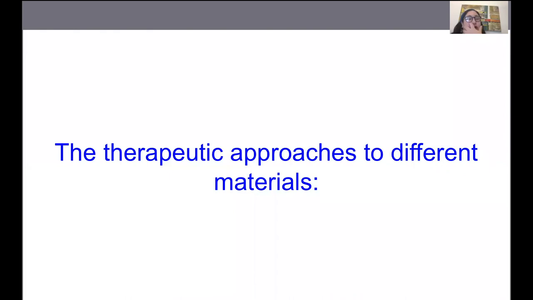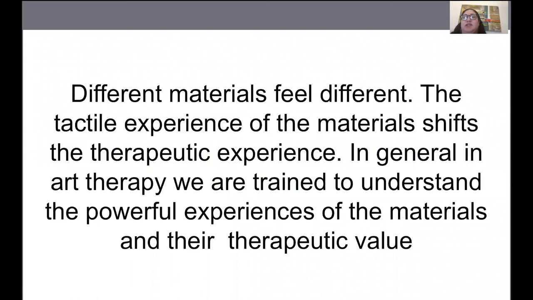So when it comes down to it, you look at it very simply, different materials feel different, right? If you think of it this way, I'm sure most of you have touched Play-Doh in your life that feels mushy and squishy. And I'm sure most of you have touched paint in your life that feels very messy. So all those different materials feel different and therefore give us different feelings. The tactile experience of the materials shifts the therapeutic experience. In general, in our therapy, we are trained to understand the powerful experiences of the materials and the therapeutic value. So if you think of the different materials in front of you, we know that can give us different feelings and create a different experience.